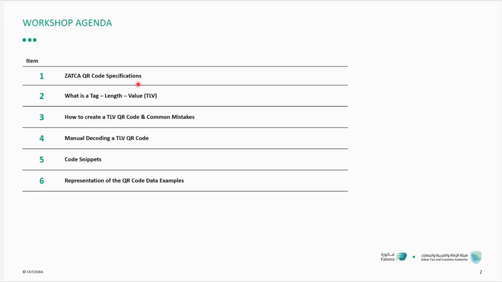So in today's agenda, we're going to have an overview of the SDK's QR code specifications, and then we're going to look at the TLV, what it means and how it can be constructed. Then we're going to look at a step-by-step way of how we create the TLV QR code, plus some of the common mistakes that we have noticed the market has been implementing. Then we're going to see how we can reverse the QR code results using the decoding of the TLV QR code. Then we're going to have some code snippets from some of the famous programming languages and how it can be implemented with a few lines of code. And then finally, we're going to have some QR code examples with some of the most common mistakes and how we can avoid them.